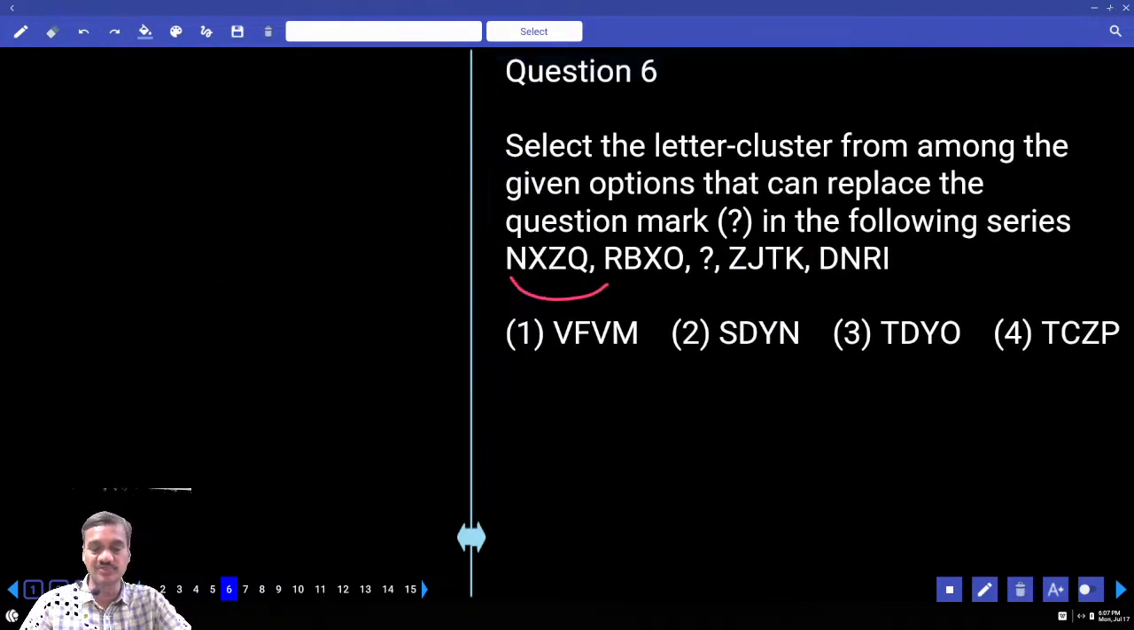N and R difference is how much? Plus 4. R plus 4 is V. Now first letter V, that is choice 1, question number 6.